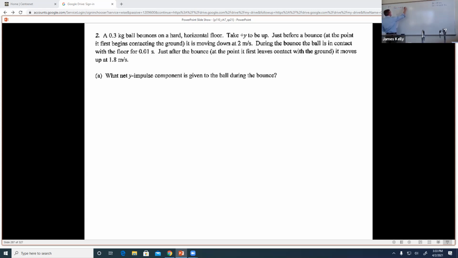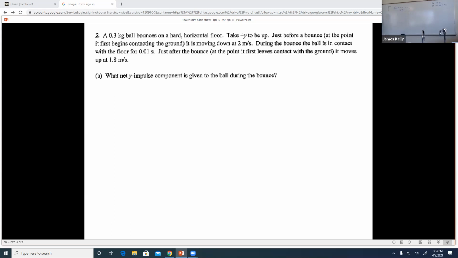mv final minus mv initial. I'm focusing on the ball. This is the net impulse delivered to the ball, and it affects the change in the ball's momentum. That's how we're thinking of it here, right? So if I want to calculate the net y impulse given to the ball, I can just calculate its change in momentum. m is 0.3 kilograms. Let me just factor that out.